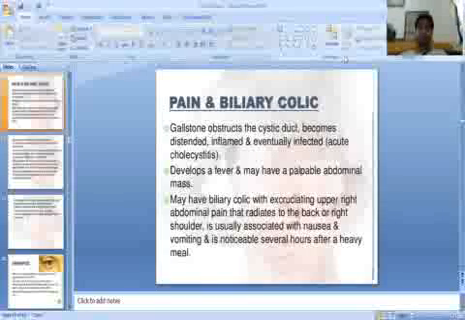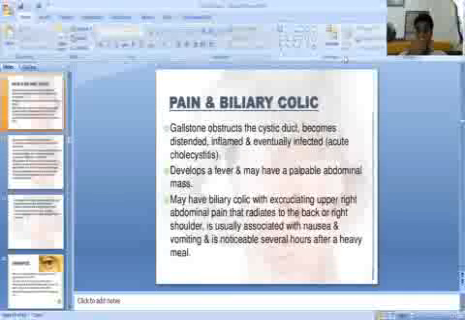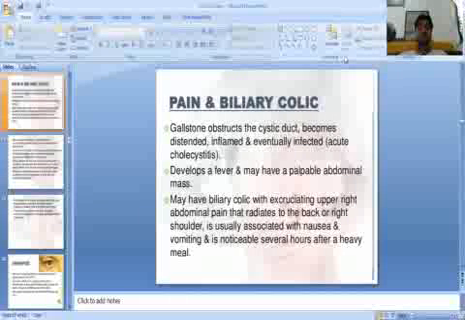Pain and biliary colic. Gallstones obstruct the cystic duct, and the gallbladder becomes distended, inflamed, and eventually infected. With acute cholecystitis, patients develop a fever and may have a palpable abdominal mass.